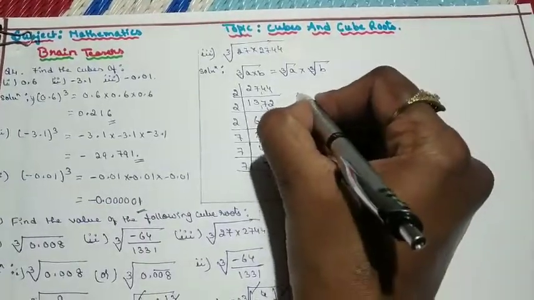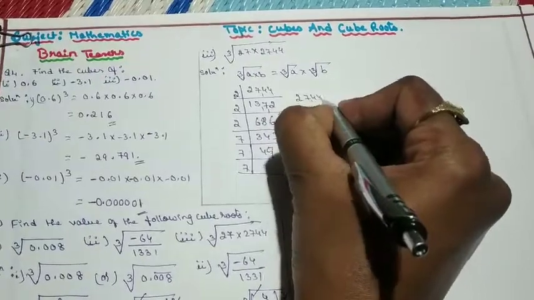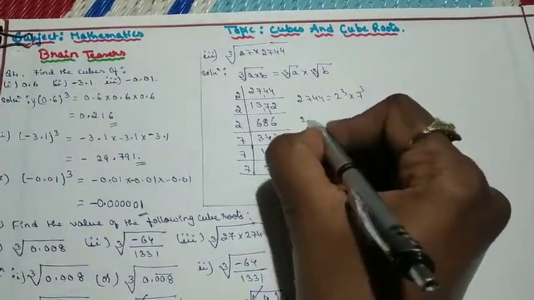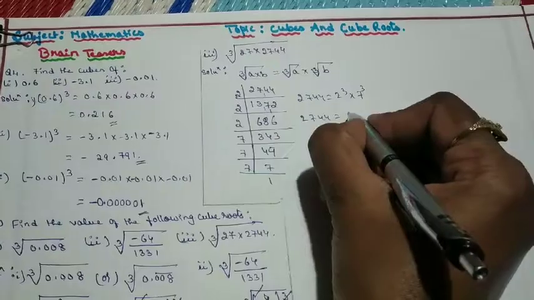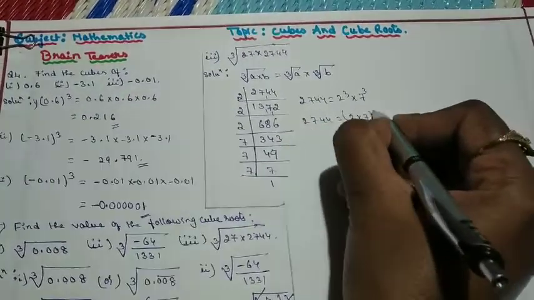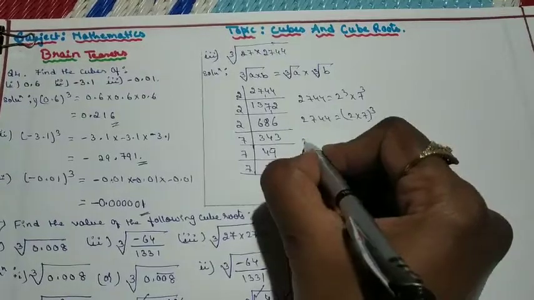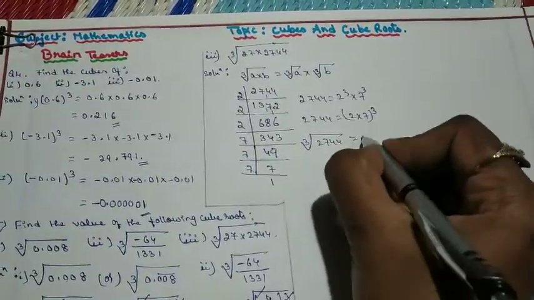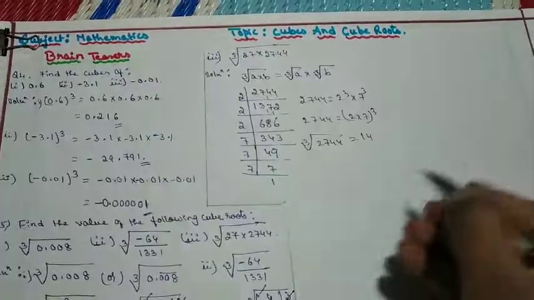Then here I can write 2744 is nothing but 2 cube into 7 cube. Then 2744 is nothing but 2 into 7 whole cube. Then sending the cube to the other side, it becomes cube root of 2744 is nothing but 7 2s are 14. So 14 cube is 2744.